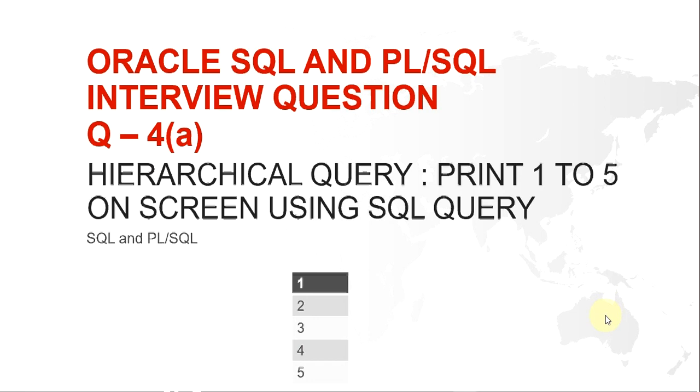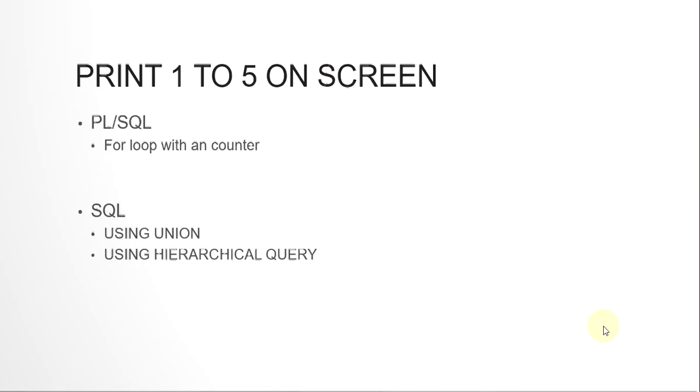To solve this interview question of printing 1 to 5 on the screen, we can either do it with PL/SQL or SQL. With PL/SQL, it is pretty easy. Just use a for loop, increment a counter, and use DBMS_OUTPUT.PUT_LINE to print it. But mostly it gets difficult if you are asked to do it with SQL.